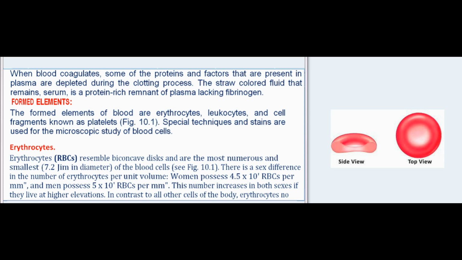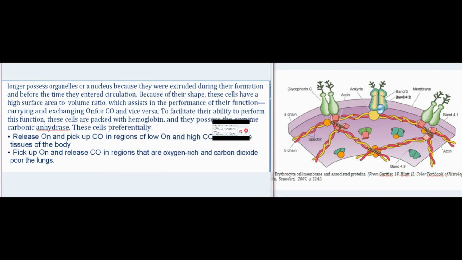In contrast to all other cells of the body, erythrocytes no longer possess organelles or a nucleus because they were extruded during their formation and before the time they entered circulation. Because of their shape, these cells have a high surface area to volume ratio, which assists in the performance of their function, carrying and exchanging O2 for CO2 and vice versa.